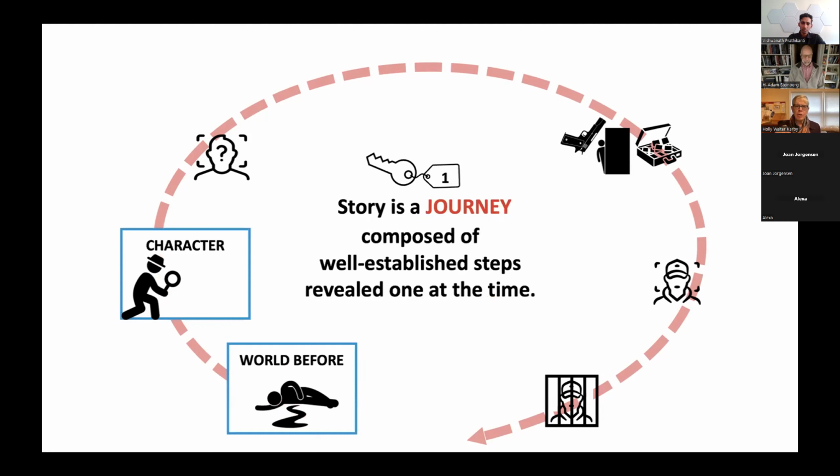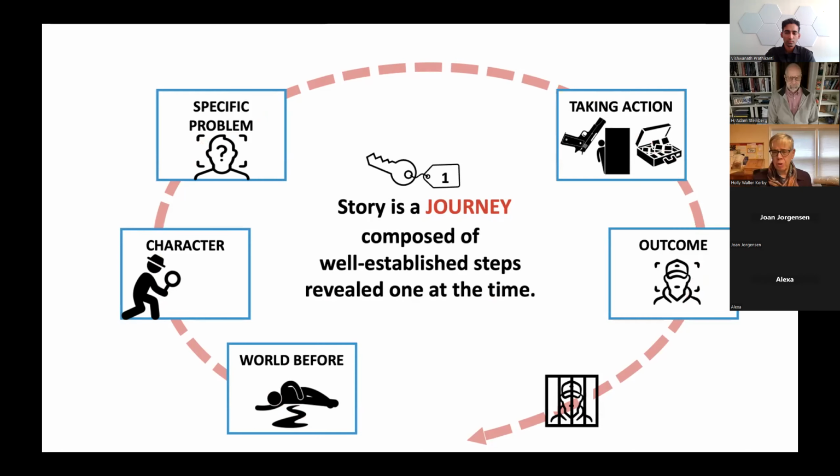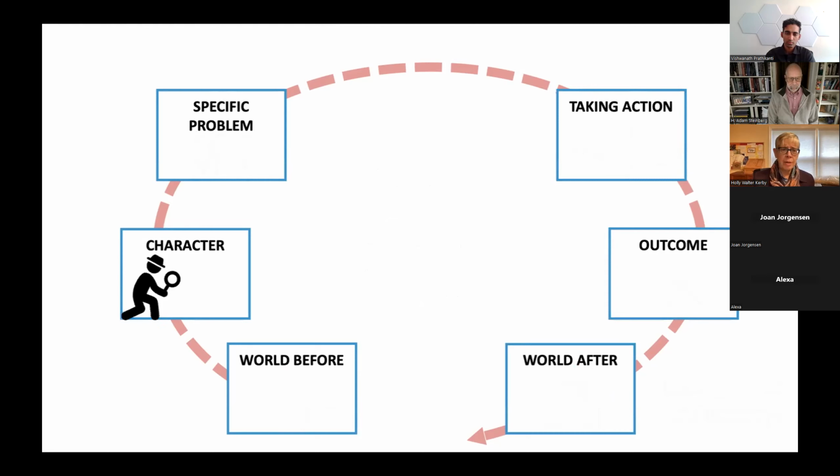And then the main character of the story and the specific problem that main character has to deal with. And then actions taken by that main character and the results. And then finally, the big outcome, the final thing, the climax. And then a resolution where we get to see what happened as a result of this story. So that's the story. Now, who goes on this journey? And the answer to that is, of course, the character.